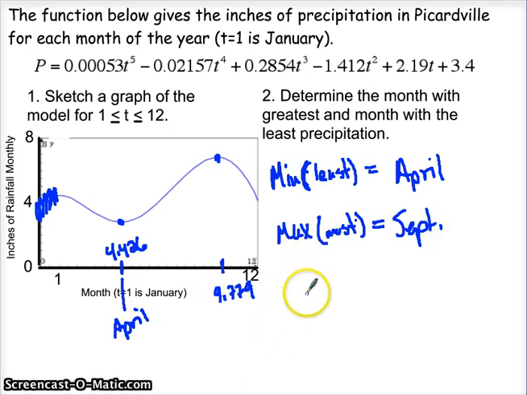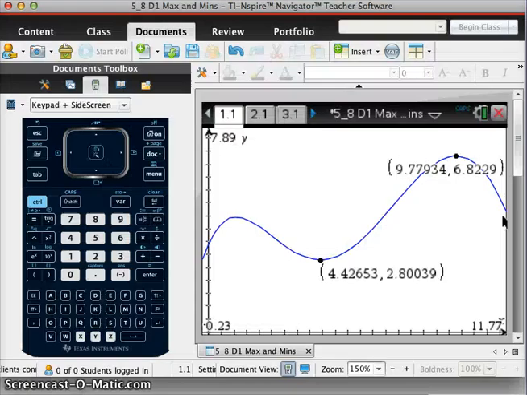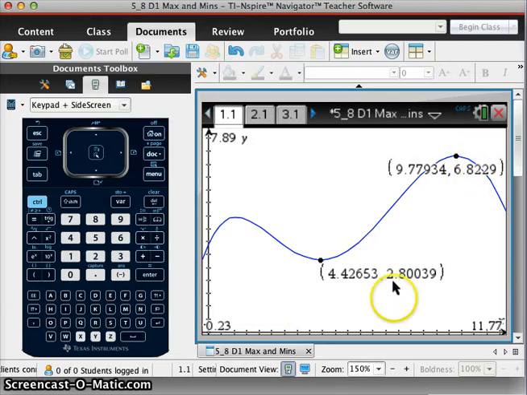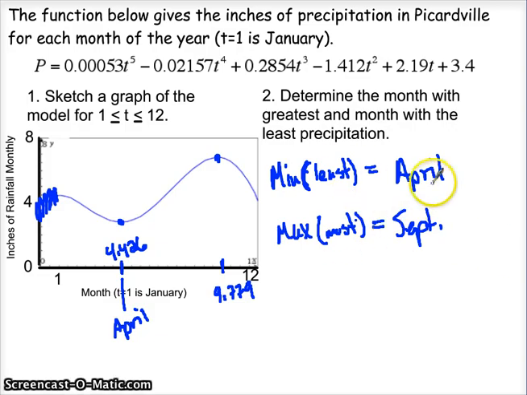Now, if they had actually asked us for the amount of rainfall that was the least or the greatest, then we could have actually provided the y value to go with it, which on our graph, again, is provided right here in our 2 coordinates. But they just asked for the x, or the month in which it happened, so we didn't need to do that.